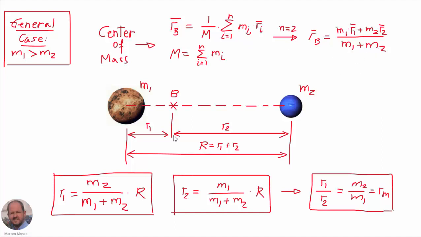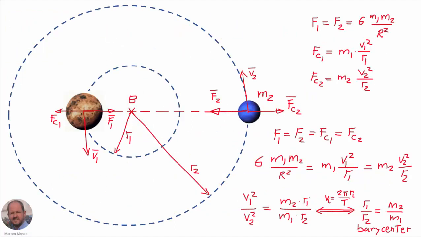So finally, by using this expression we can calculate the distance of planet 1 from the barycenter, R1, with this expression, which is proportional to the ratio of the masses to the total mass of the system, and also R2 with this other expression here. And from then we can also obtain that R1 over R2 is equal to M2 over M1, which we can call the mass ratio Rm. So the situation is like this.